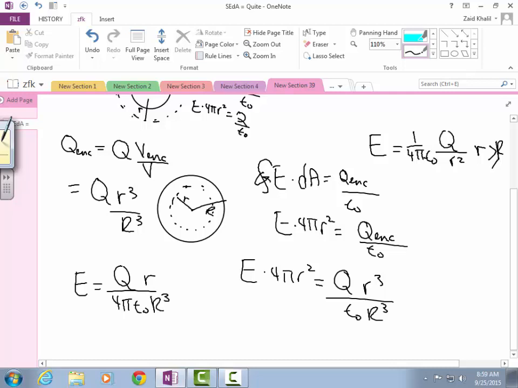That's right. Does that make sense? Yeah. How can you tell? Because little r is equal to big R. That's right. So for r less than R, it's 1 over 4 pi epsilon 0 q r over big R cubed. And notice this was so easy. It's like evil how easy it is.